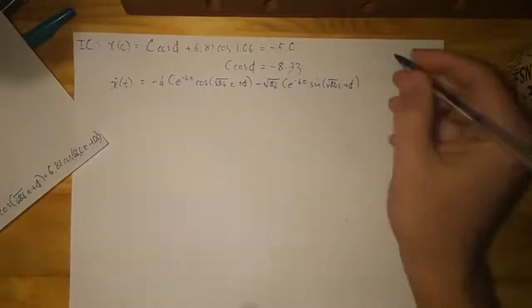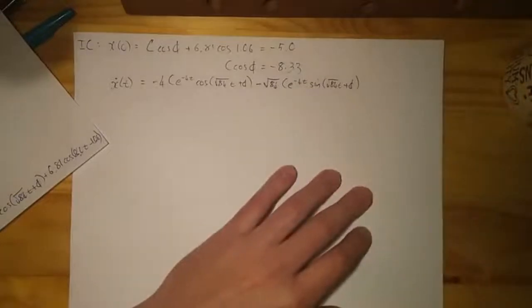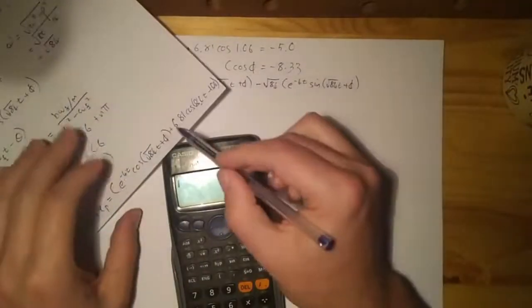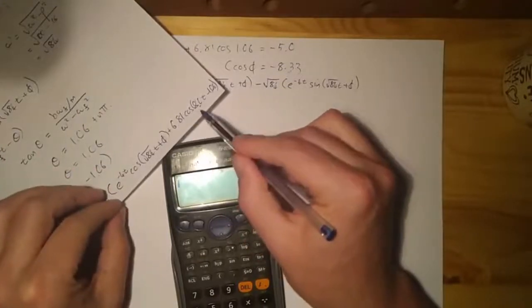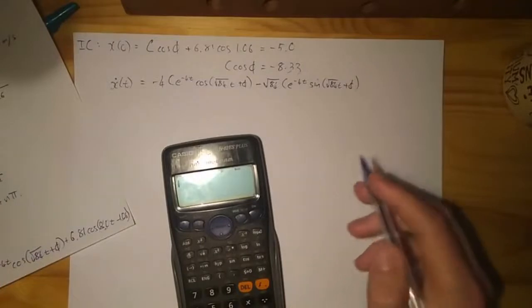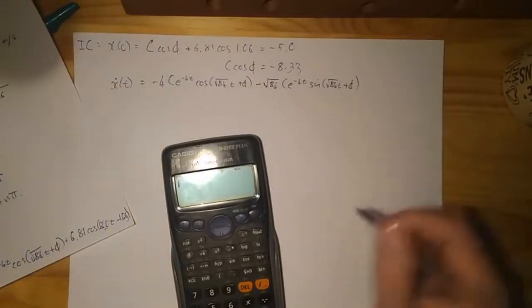And that one will just be minus 6.81 times 8. I don't know how much fun it is to calculate that by hand. So 6 times 8 is 48.